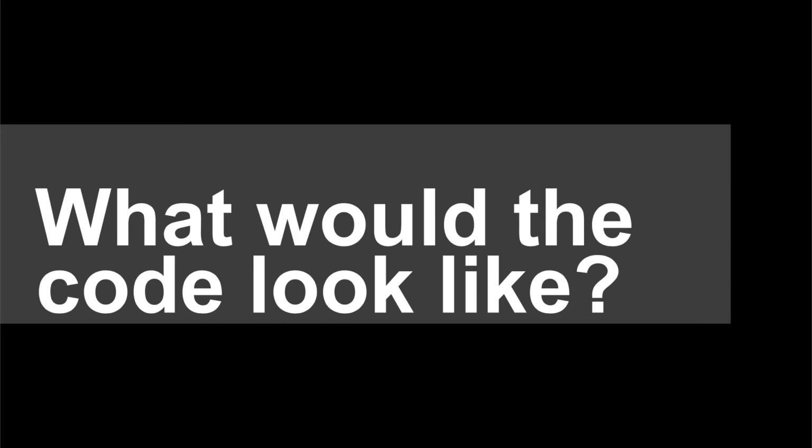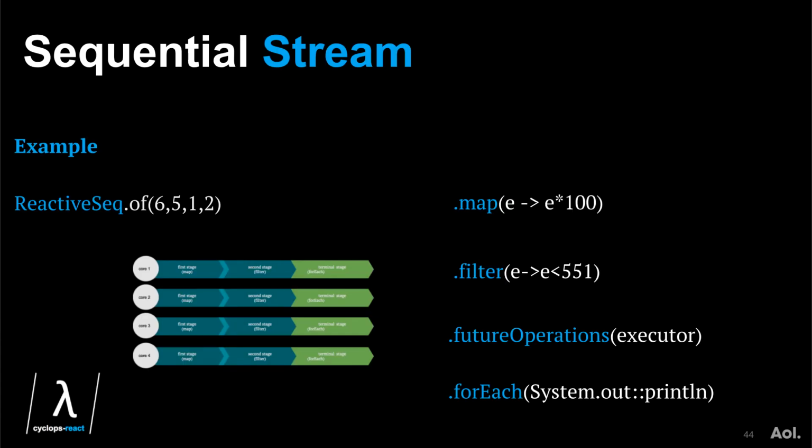Okay, so that's the theory. Let's delve into a little bit of the code and see how that would look. If you can cast your mind back to our example where we had our reactive sequence with 6, 5, 1, and 2, and so on, if we want to distribute that across cores, it's actually pretty simple. We have a future operations operator, and we can pass in a Java executor service, and then that will get distributed onto one of the threads on that executor service. The executor service is basically a thread pool manager within Java. So that's what the code would look like if we want to do this pipeline per core model.